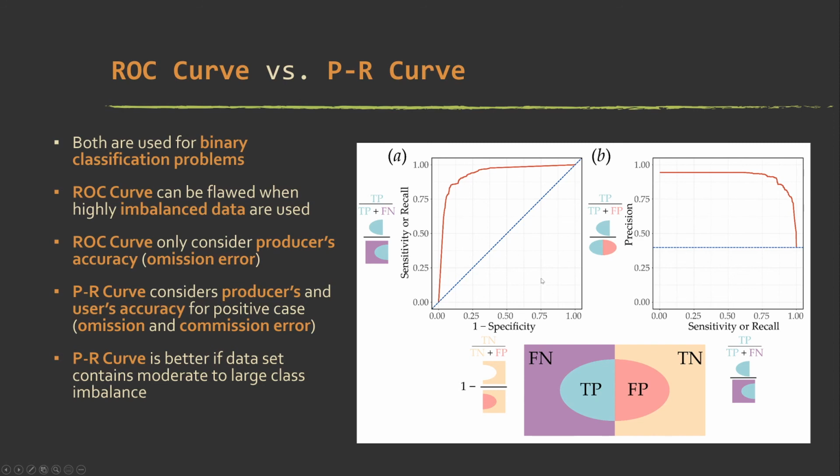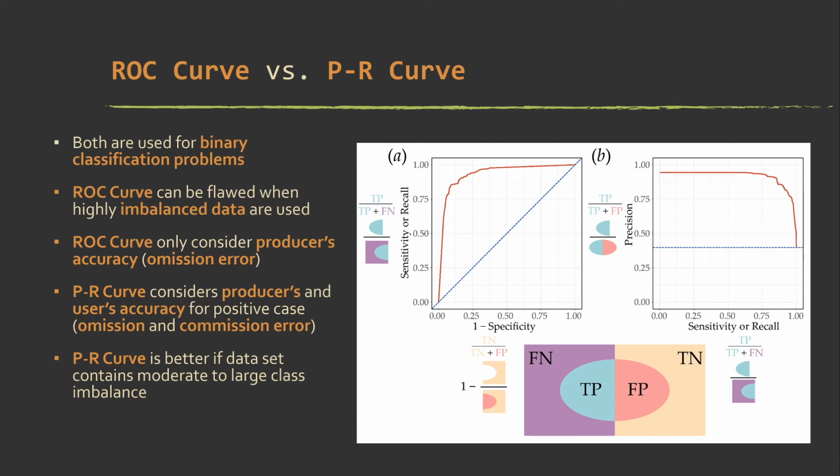So just side-by-side comparison, they're both used for binary classification problems. Note that there are multi-class versions of these metrics, curves and AUC values. We're not going to get into that. It's really just like a one versus many, but there are ways to use it for multi-class. Here we're just looking at binary.